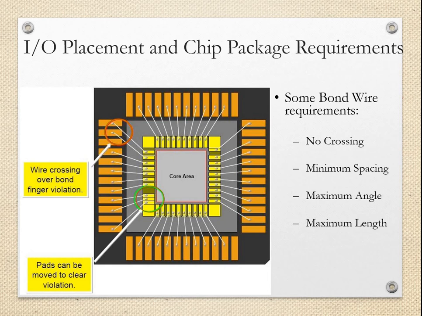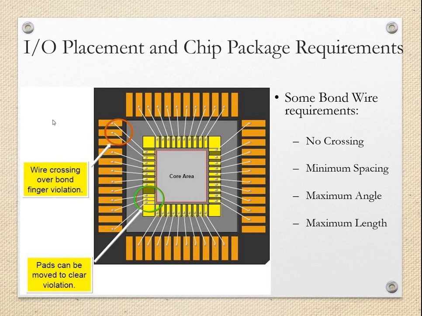So we have a core area of a chip in which the whole design is to be floor planned, and with the help of the bonding wires, so you can just see the bonding wires over here. With the help of these bonding wires, this inside core is connected to the outside IO pins of the chip. This is a quad package which has the IO pins on the periphery on all four sides. While preparing the bond wires, the requirement is there should be no crossing, then the minimum spacing, maximum angle and maximum length.